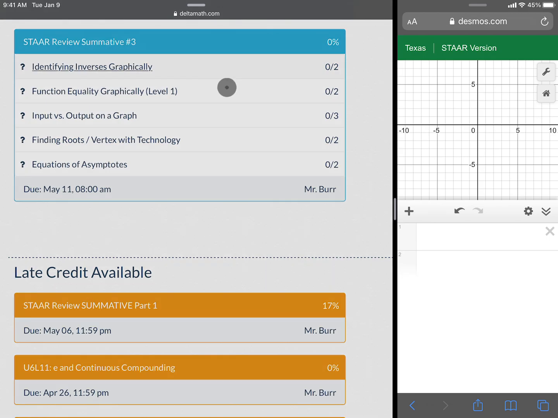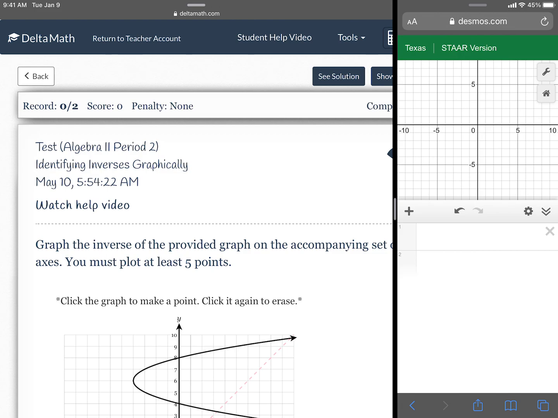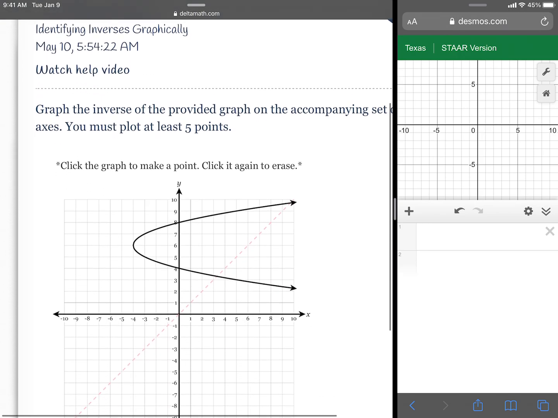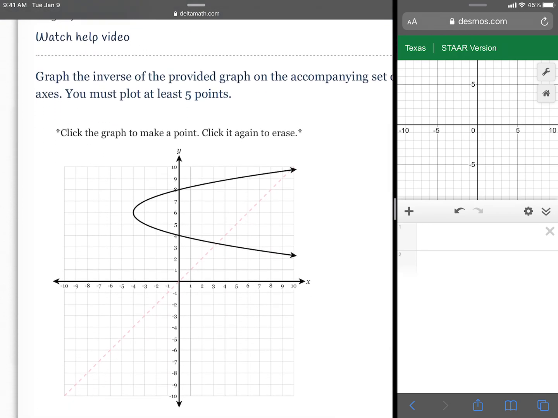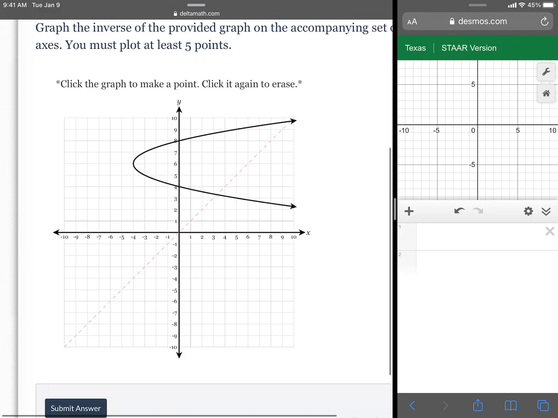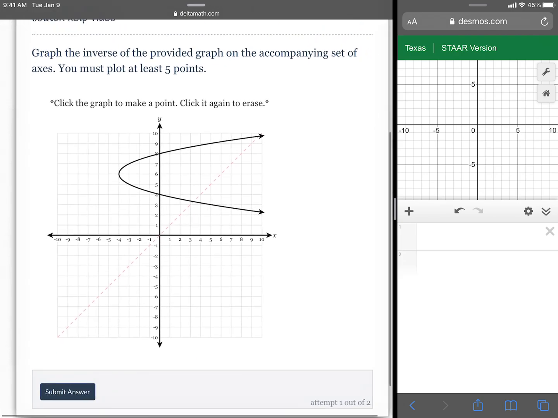The first here is identifying inverses graphically. The main point I want you to take away is that when you find an inverse, there are two things you want to remember. An inverse function is one that undoes the original function. If you see that word inverse, graphically it means flip this graph over the y-axis. So imagine folding the top left corner down to the bottom right.